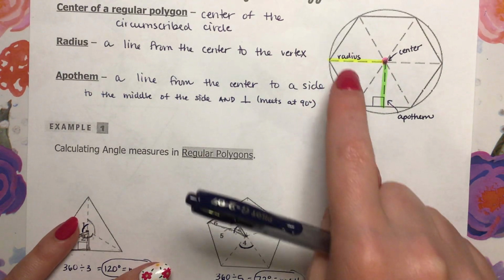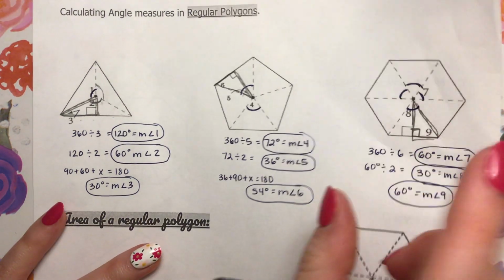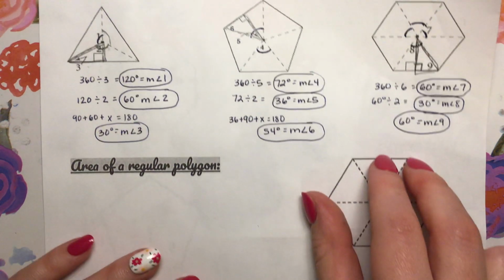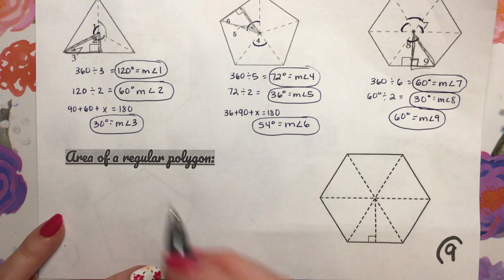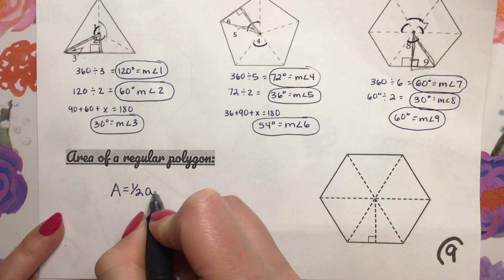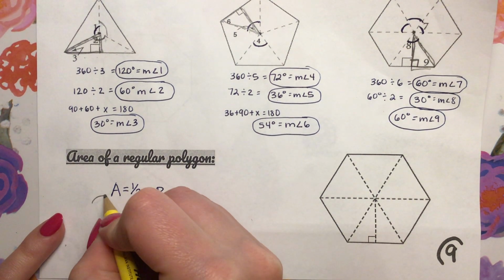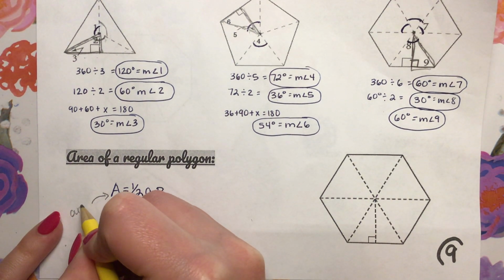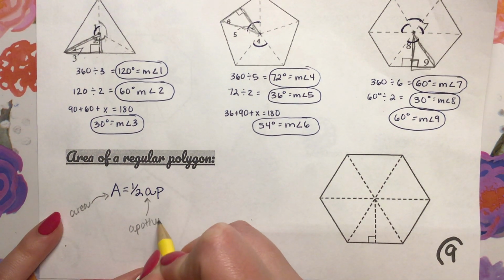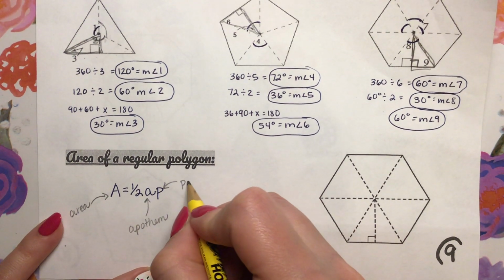So far we've talked about the radius, the apothem, and the center. That's all this stuff. Then we talked about angles that can be formed in a regular polygon. And now, how can we find the area of a regular polygon? Area is going to equal 1/2 the apothem times the perimeter. And I'm going to label these letters so you know. Capital A means area, lowercase a means apothem, lowercase p means perimeter.